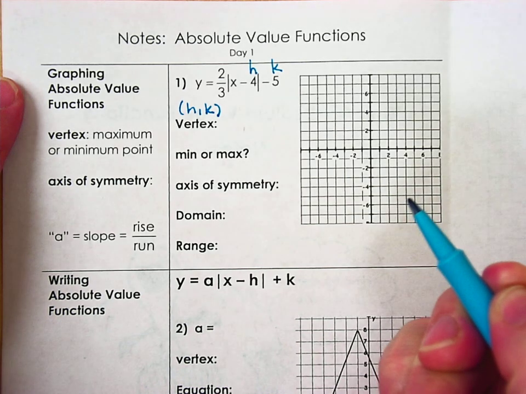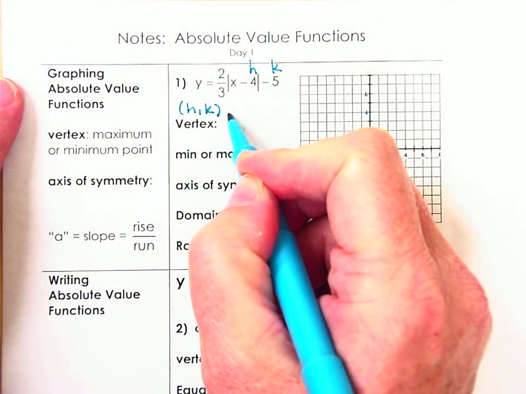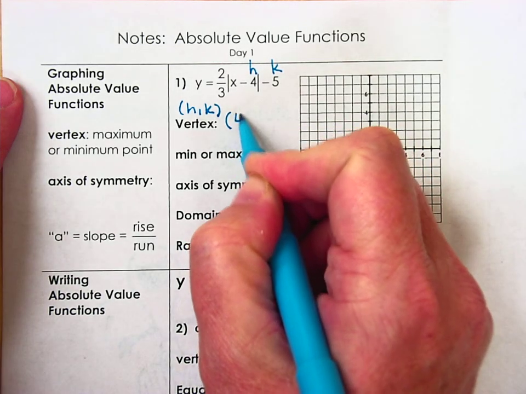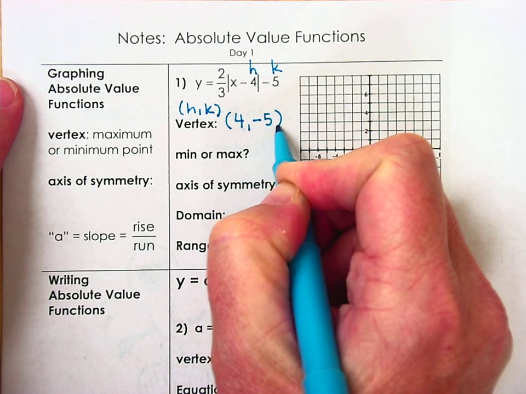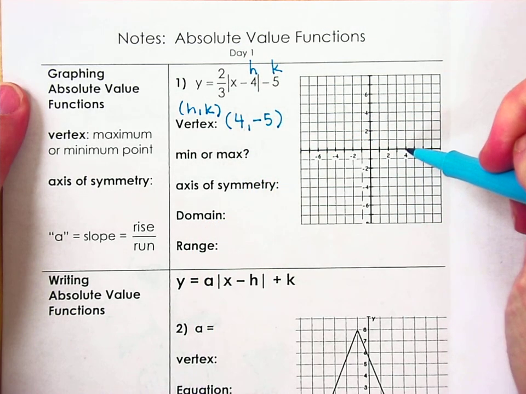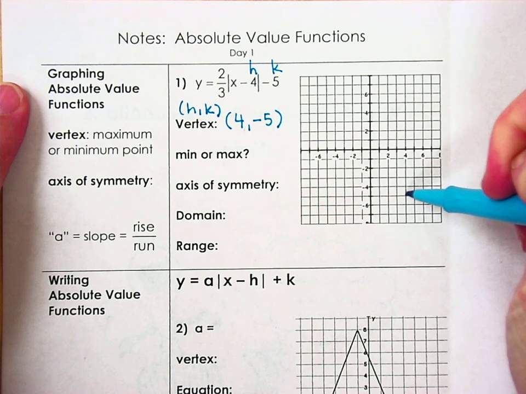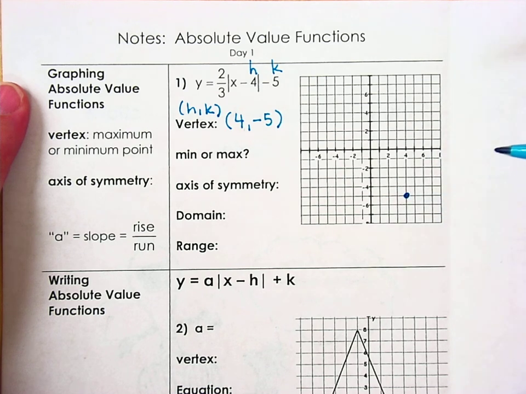And as we know, insiders lie. So for this particular problem, the vertex would be (+4, -5). So we're going to go ahead and locate that on our graph, (+4, -5). And that's the vertex point.